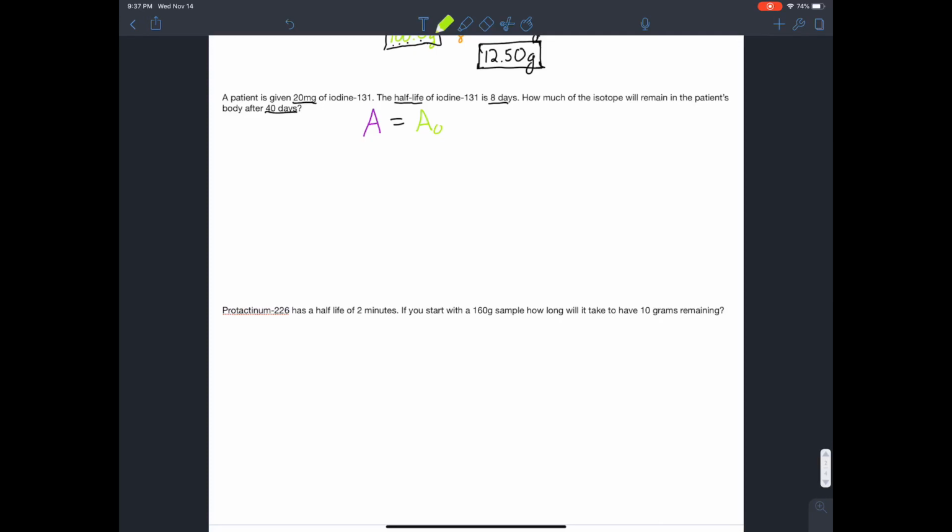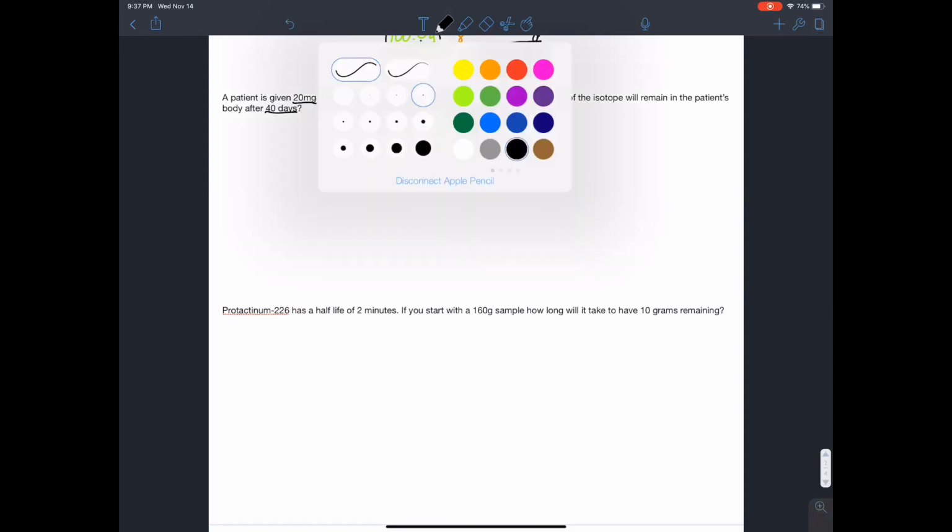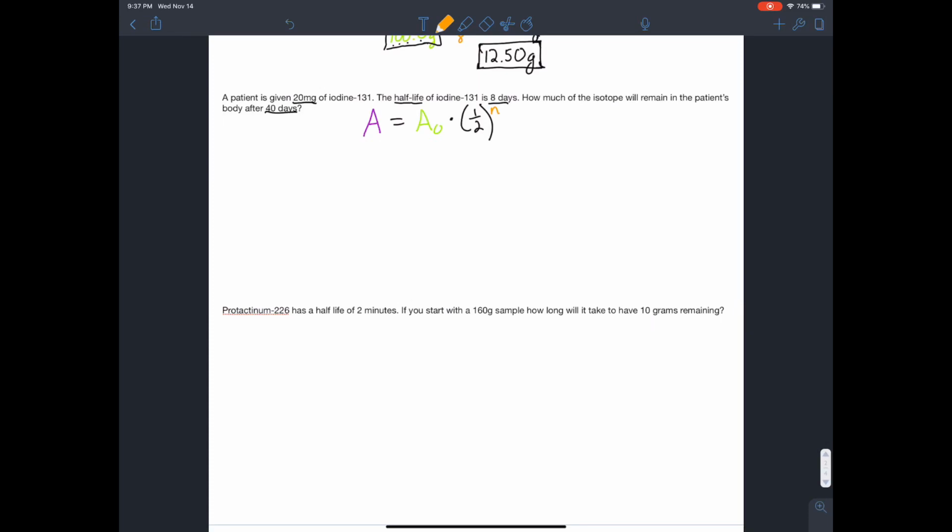We're given A naught as 20 milligrams. And again, we're given the total amount of time along with the length of one half-life. So we're going to solve for N that way. So let's do that first. Okay, so we know one half-life is 8 days, and we know that it was in there for 40 days. So how many times does 8 go into 40? Well, it goes in 5 times. Okay, so 5 is the number of half-lives.